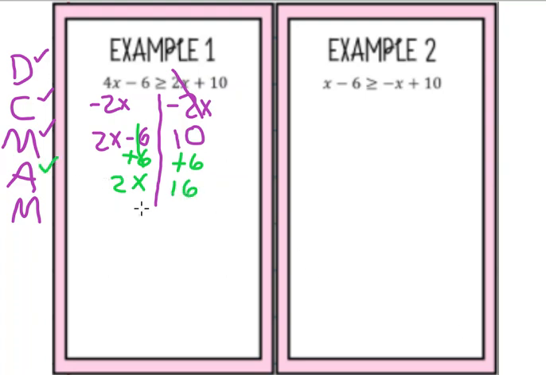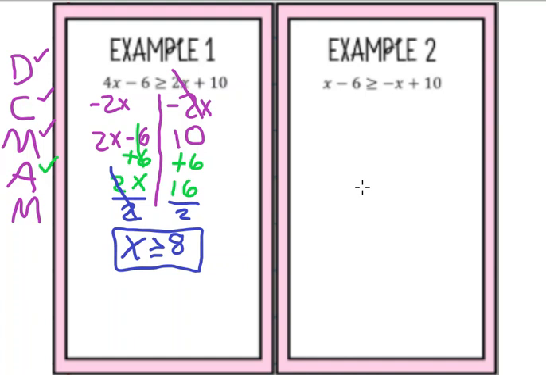All right, my final step is multiply or divide. I know when a number is next to a letter, that means multiply. So I have to do the opposite, and the opposite of multiply is divide. So I'm going to divide by 2 to leave me with x. I'm going to do the same thing to the other side. 16 divided by 2 will give me 8. I divided it by a positive 2, so my sign is going to stay the same. So this would be x is greater than or equal to 8. And that is my final answer for example 1.